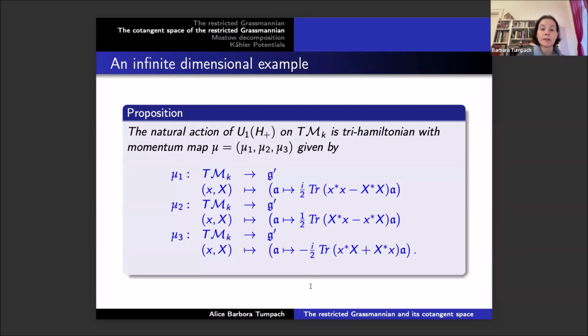For all this real symplectic form, we can find a moment map, so I listed here the moment map. If you remember what the moment map was for MK, you can read it here in the first mu1. If you put big X to 0, you recover the moment map that we had before. And there are two other moment maps for the two other symplectic forms.